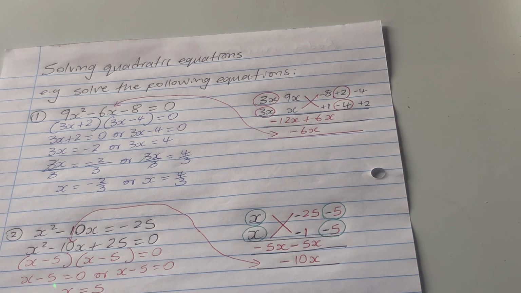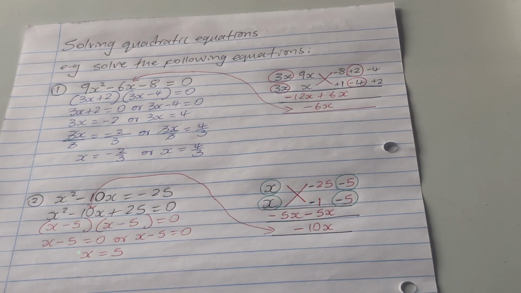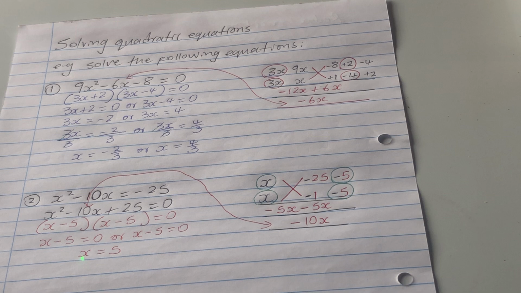Then you equate them to 0. x minus 5 equals 0. Again, x minus 5 equals 0. Because these two are the same, you must only work with one, because you're going to get the same answer. If I take minus 5 to the other side where there is 0, my final answer will be x equals 5.